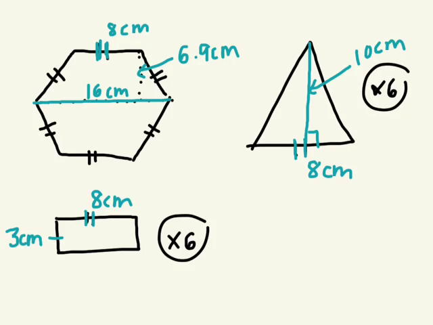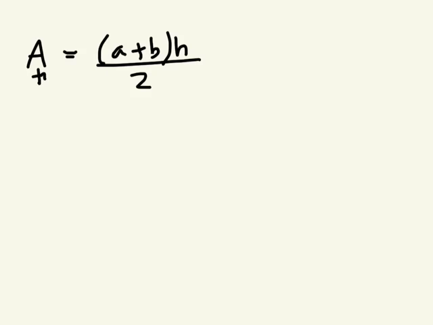Okay, so we need to find the area of all 3 shapes. Let's start with the area of the trapezoid. What is the formula for area of a trapezoid? Area of a trapezoid is A plus B times H divided by 2. This is for a trapezoid. Why are we using the area of a trapezoid?